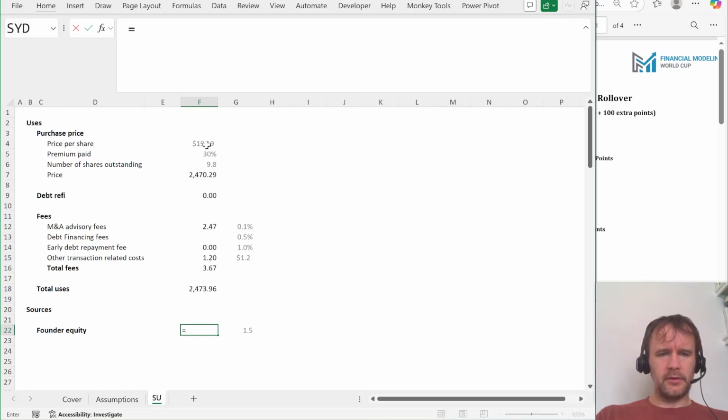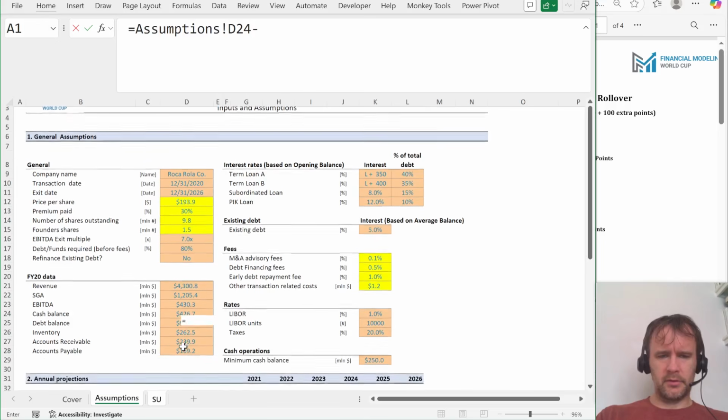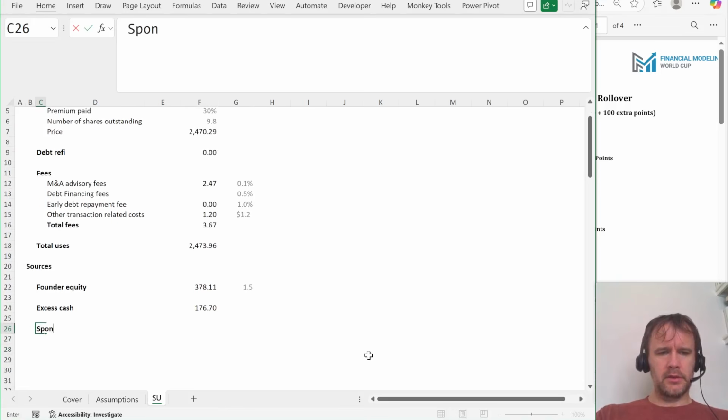So the founder equity is the price per share times 1 plus the premium times their number of shares. Then we've got the excess cash, which is the opening cash minus the minimum cash balance. Then we've got a sponsor equity injection for the fees. That's TBD because this is TBD.